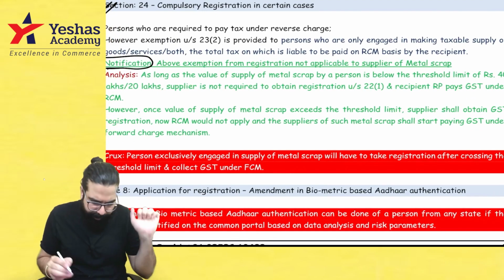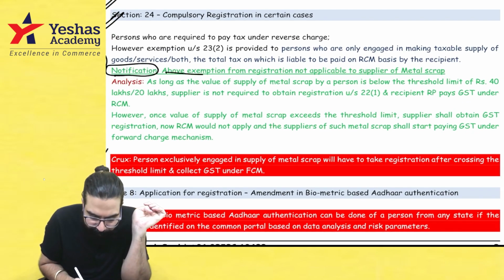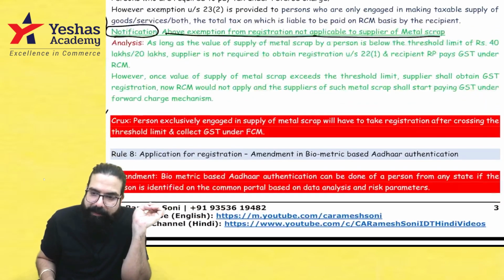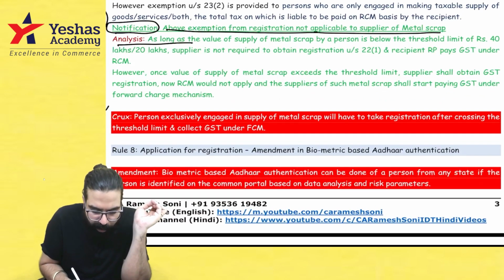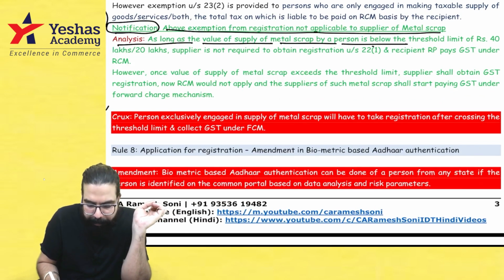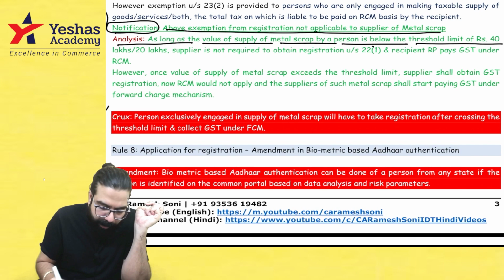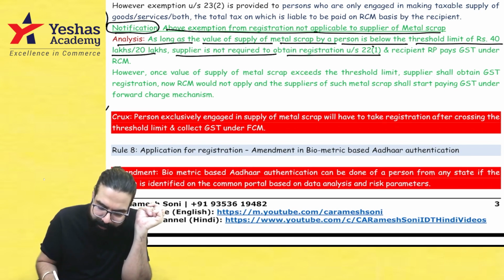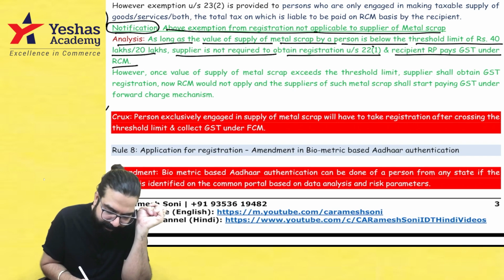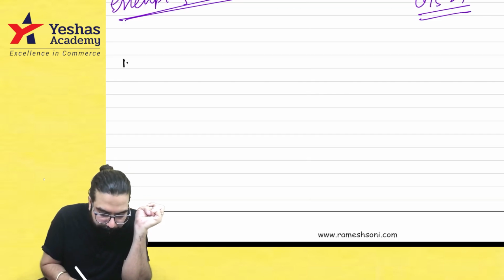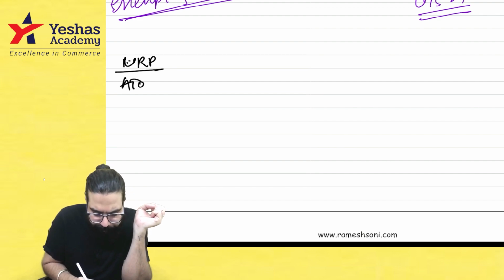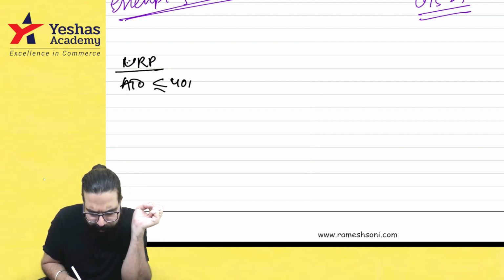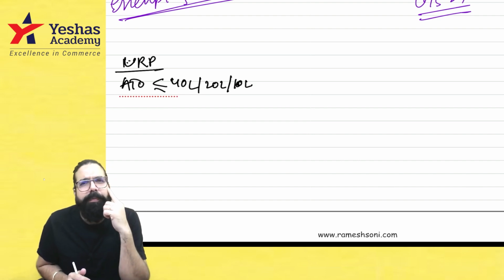Okay, listen. See, the above exemption from registration is not applicable to metal scrap. What they are telling is, as long as the value of metal scrap supplied by a person is below the threshold limit of 40 lakh, 20 lakh rupees, the supplier is not required to obtain registration and the recipient has to pay GST under RCM. Now listen, what happened? Supposing I am an unregistered person whose aggregate turnover is less than 40 lakh rupees or 20 lakh or 10 lakh.